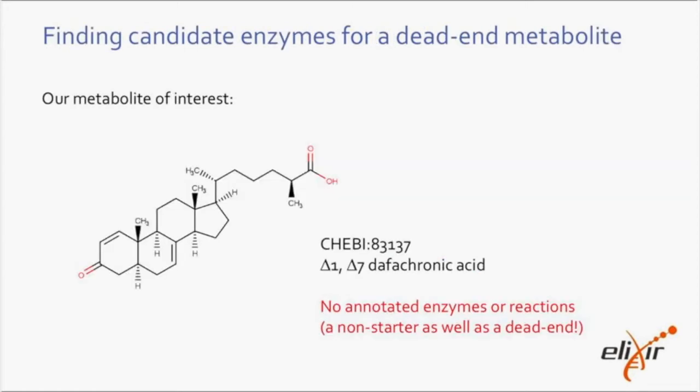Okay, so our metabolite of interest for the purposes of this demonstration is a steroid. It's something called dafachronic acid, which has a role in aging in nematodes, actually. So we might be interested in finding microbial enzymes which could metabolize this, perhaps producing it. So there's no annotated enzymes or reactions for this particular ChEBI entity, either in ChEBI or Rhea, and no mention of this metabolite in UniProt either. So as well as being a dead-end metabolite, it could also be considered a non-starter.